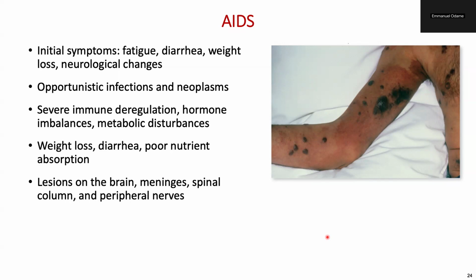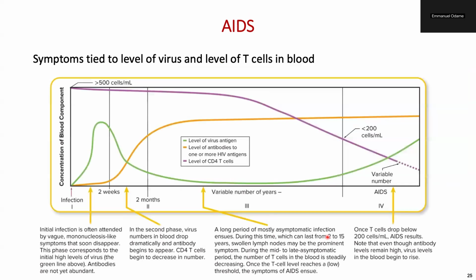In some cases, you have lesions on the brain, meningitis, you have spinal column, and also peripheral nerve damages. So as you can see, the list goes on and becomes worse and worse once you get this disease. And basically, the symptom, as I mentioned earlier on, is tied to the level of viruses and also the level of your helper T cells or your T cells in your body.